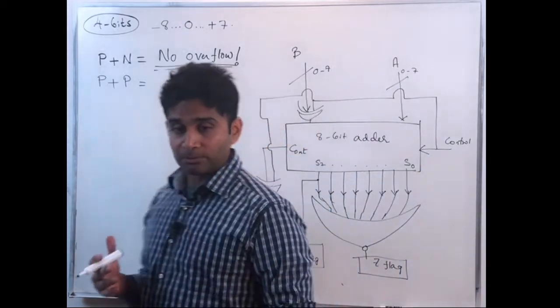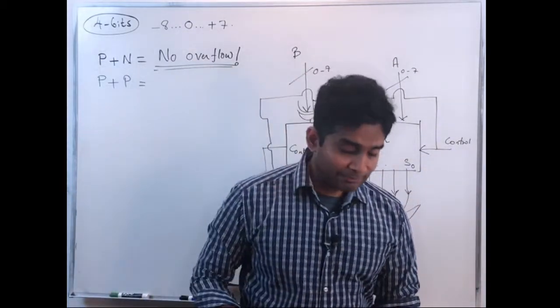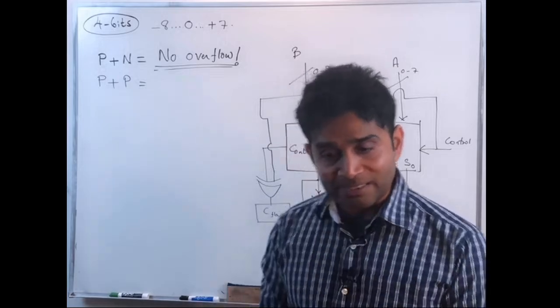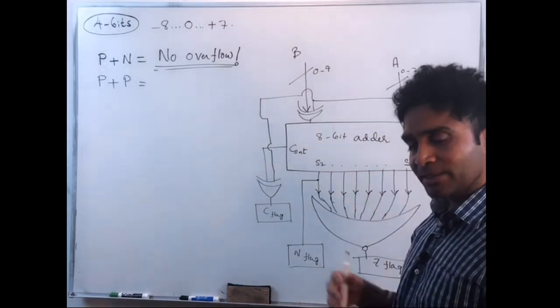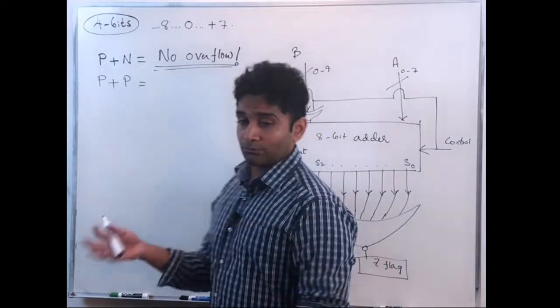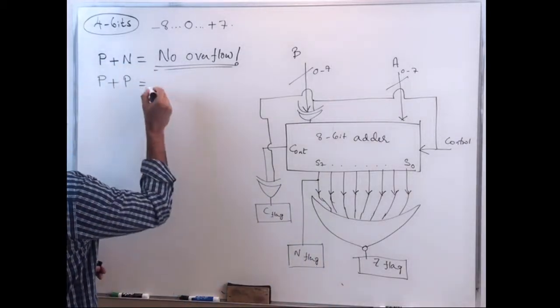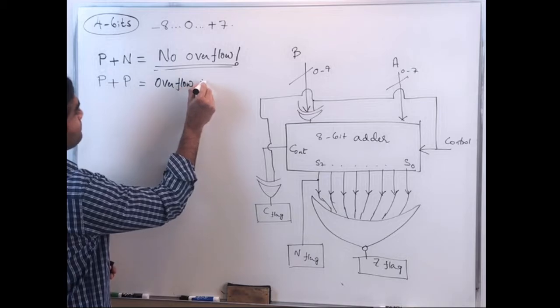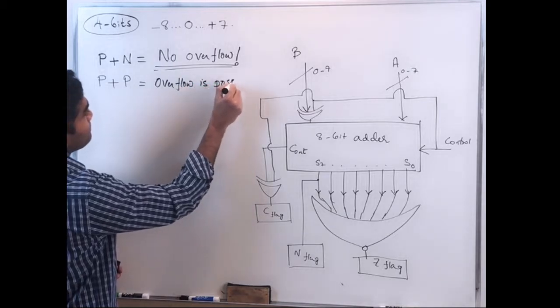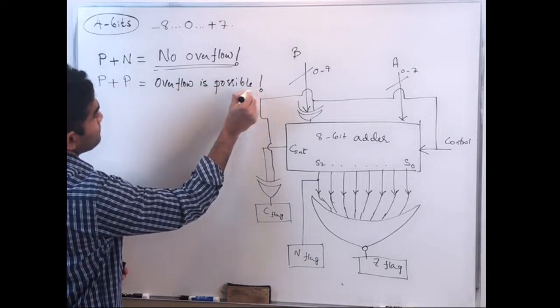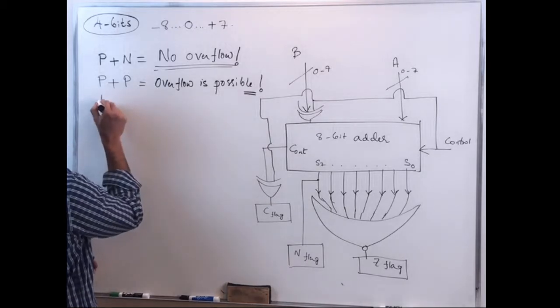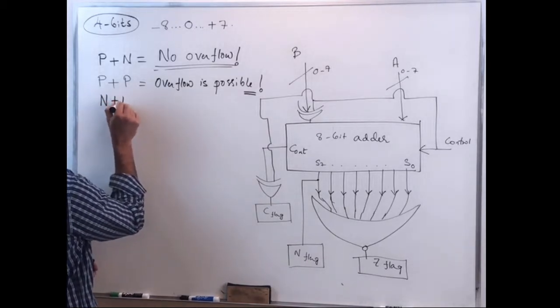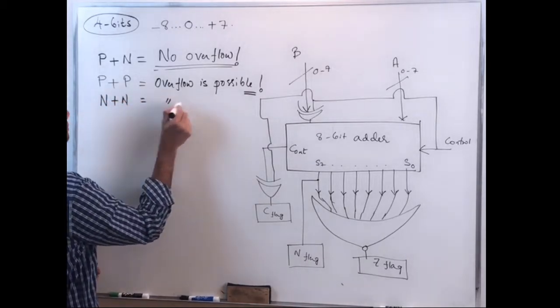It's definitely possible. It's not that every time I add a positive number to a positive number, I will always have an overflow, but there are conditions where I may have an overflow. So yes, overflow is possible. Likewise, when I add a negative number to a negative number, same thing, overflow is possible.